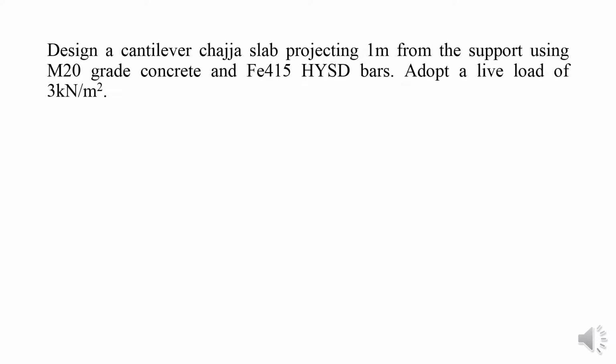So we have to see one problem regarding a cantilever slab: how to design the cantilever slab and how to do the reinforcement detail for the cantilever slab. Design a cantilever slab projecting 1 meter from the support using M20 grade concrete and Fe 415 HYSD bars. Adopt a live load of 3 kN per meter square. So the length of the member is given as 1 meter and the live load is given as 3 kN per meter square.